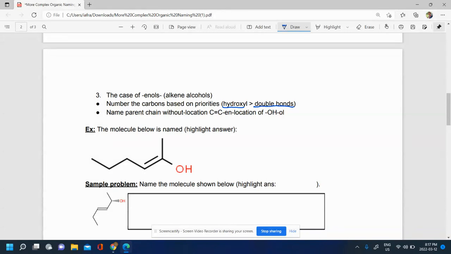And then you want to name the parent chain without the ending. You want to put the location of the double bond, the number, then put ene, then put the location of the hydroxyl group, the number, and then put ol.